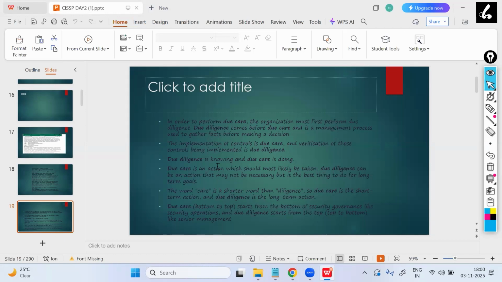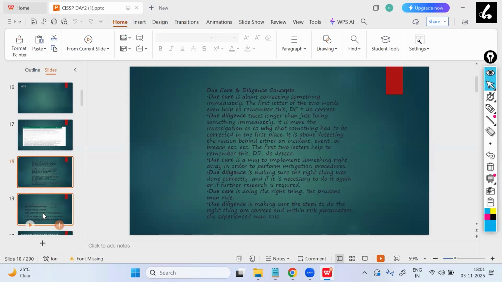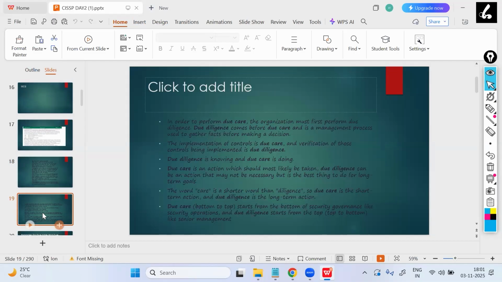Whenever we are taking the steps, let's suppose an engineer is configuring a firewall or a router, the steps that he is taking to configure that device are the due care. Once that is done, he verifies, he validates, he checks, he runs all the commands to make sure he is getting the correct output, which is again due diligence. Before they purchase that particular firewall, they did all the investigation and analysis, everything. That is also due diligence. Okay, I think that is enough for due care and due diligence.